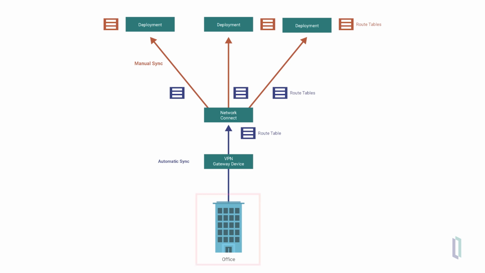So if you can see this diagram here, you can see in the bottom we have our office. This is sort of what we're referring to as the private network. And on the top, you can see these three deployments. This is each Health Connect Cloud deployment. In this example, there are 3 of them.